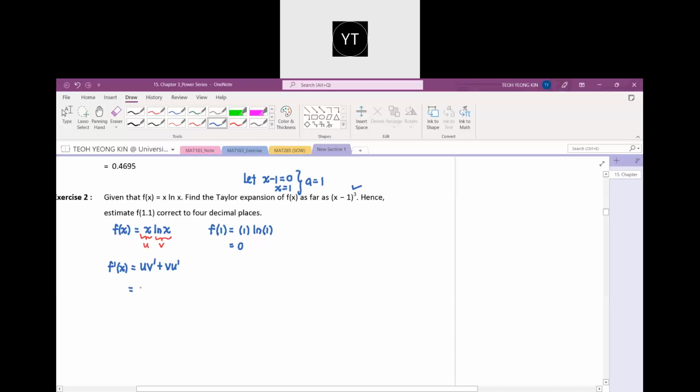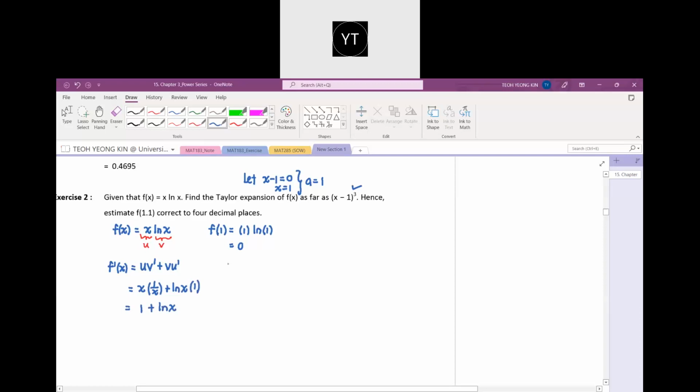So u is x, v prime bezakan v ln x, kita akan dapat 1 per x. Plus v is ln x. U prime bezakan u dapat 1. So here if I try to simplify, x ni boleh potong, 1 plus ln x.